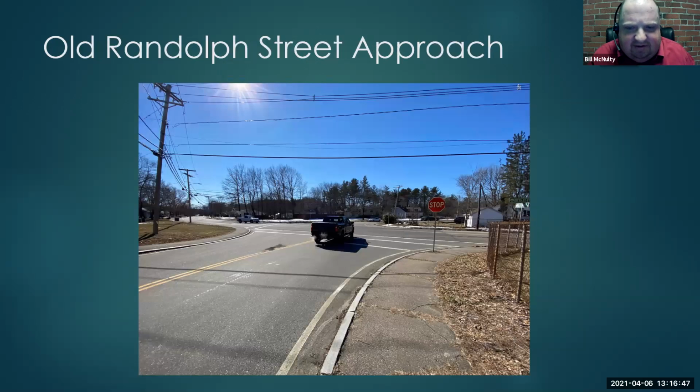And then this is looking from Old Randolph Street. So again, you can see that the approach is offset from Chestnut on the other side. You do have fixed objects on the passenger side of the vehicle, complicating sight lines looking in that direction.